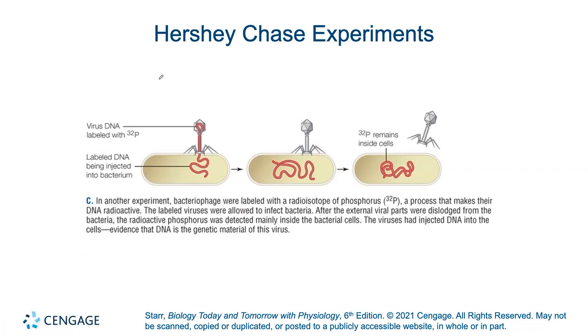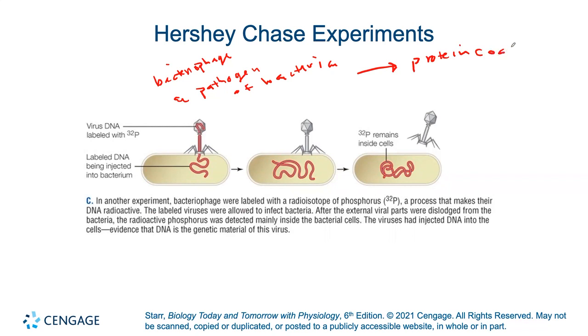Okay, the bacteriophage is a pathogen of bacteria, meaning it attacks them and hijacks them for its own purposes, which is to make more of these phage. What's it made of? It's made of a protein coat and genetic material.